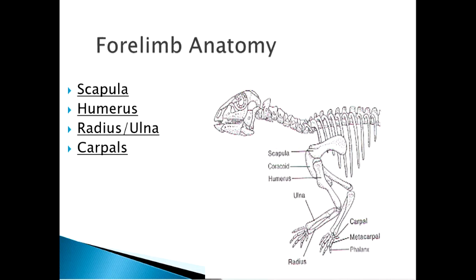And then you have the radius and ulna, and those are the two bones that extend from your elbow to your wrist. And then you have the carpals, which are the various bones that form your wrist bones. And notice I'm saying your because we have these same exact bones as well. Scapula, shoulder blade, humerus, your long arm bone from shoulder to elbow, radius and ulna, your two bones that extend from your elbow to your wrist, and then your carpals and metacarpals, etc., that form the bones of your wrist and hand.